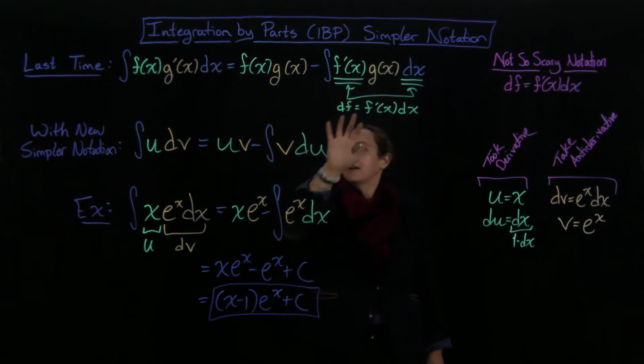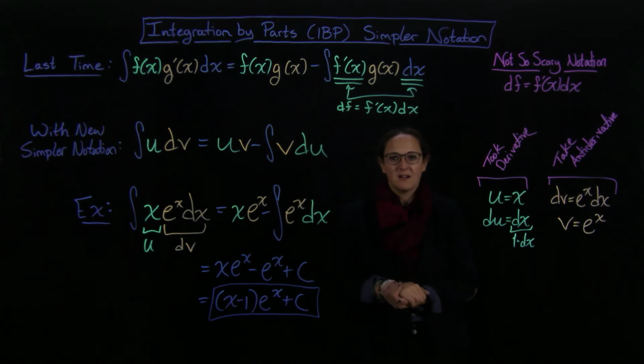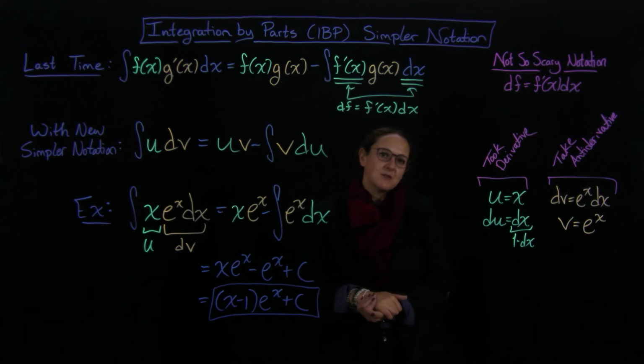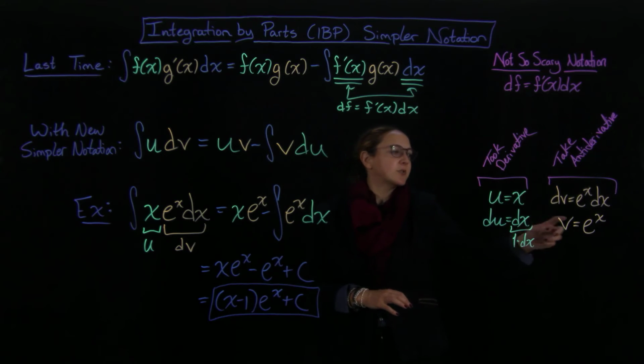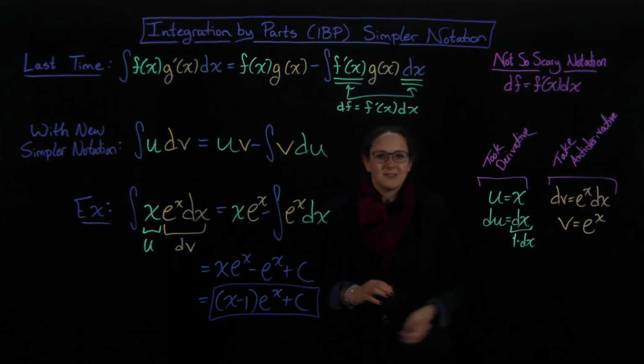And then our g is our v. And then we just apply it. Remember that you have to take the derivative and then put the dx, so you're taking the differential. And here you're taking the antiderivative.